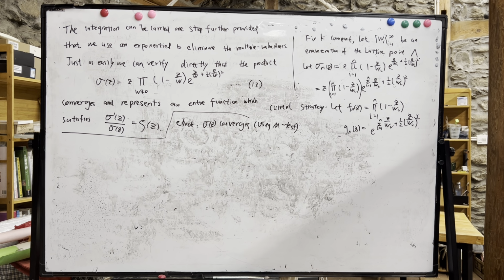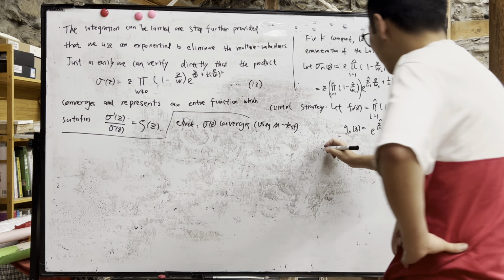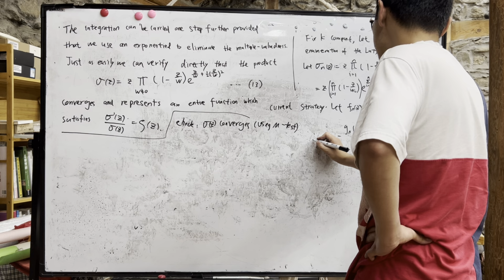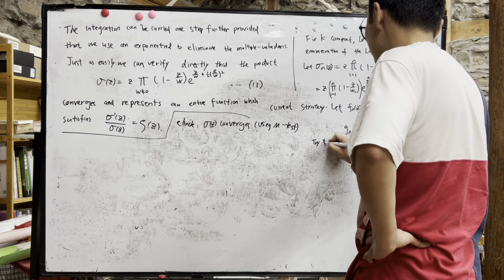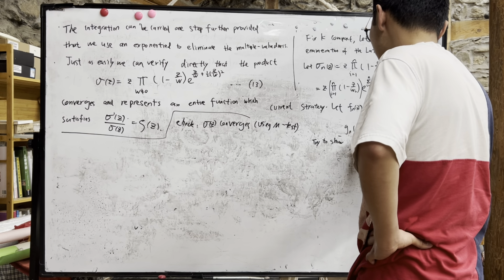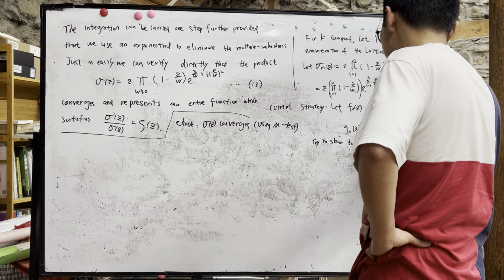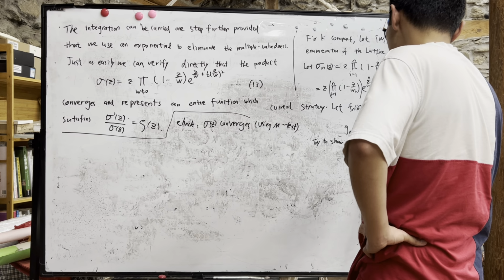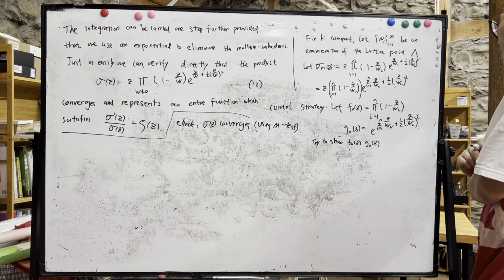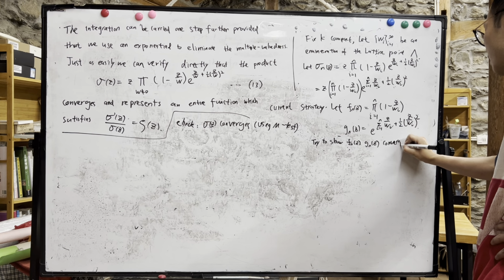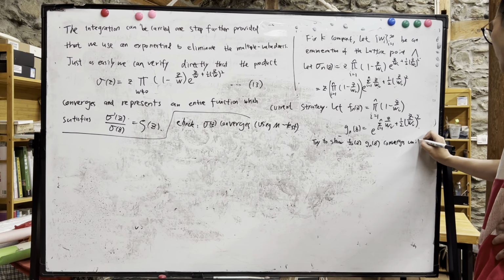Okay, I'm running out of time tonight, so I will try to continue next time. Try to show that f_n(z) and g_n(z) converge uniformly on K.